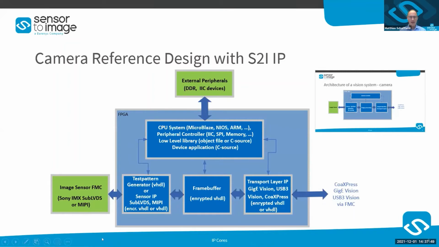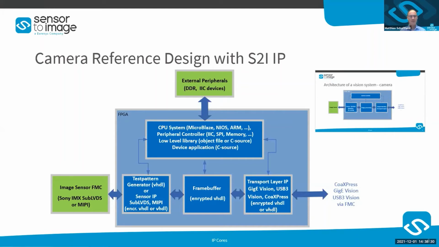After that, we might have a frame buffer IP. This frame buffer IP is responsible to buffer data into external memory and maybe recall some data in case it's needed. It's a bit dependent on the protocol if it's needed or not. And finally, we have a transport layer IP for GigE Vision, USB3 Vision, CoaXPress, or let's see what is coming in the next years. And this transport layer IP is encoding the image data according to these machine vision standards.